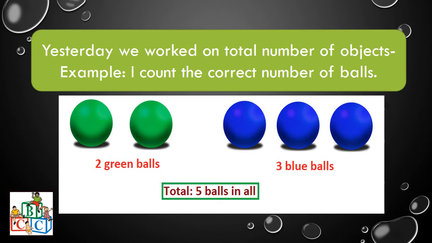So let us take one example. Example 1. I count the correct number of balls. So we have green balls and blue balls. In the first example, we are going to count the correct number of balls. How many green balls do we have? Let us count. 1, 2. So we have 2 green balls. And how many blue balls do we have? 1, 2, 3. So we have 3 blue balls.